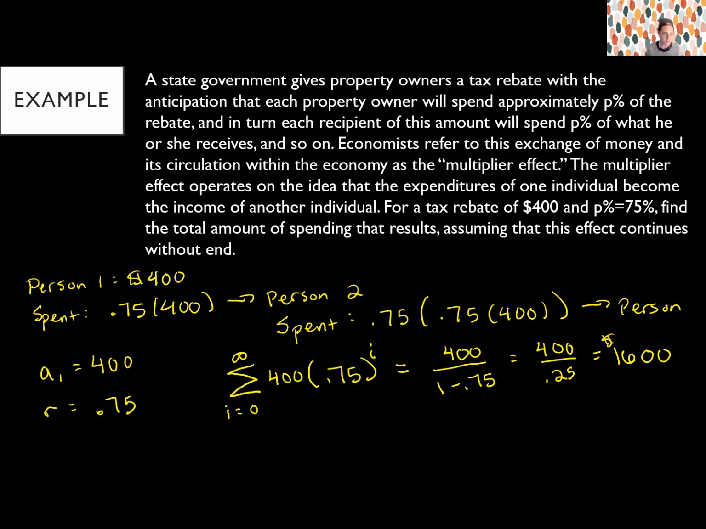So I really like this example because it shows you kind of what goes on in the government and how they come up with these numbers. The 75% though, that's an arbitrary number. How do you know we're going to spend 75%? You have to kind of make assumptions and do some research to figure out what that actual number is before you can do this calculation.